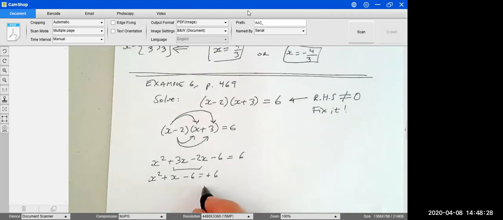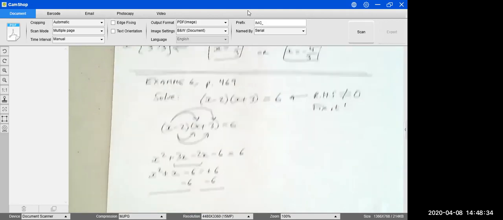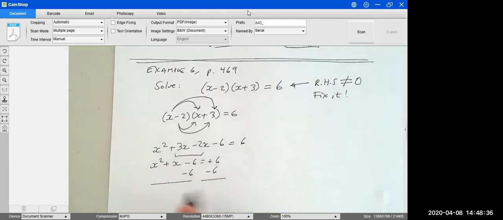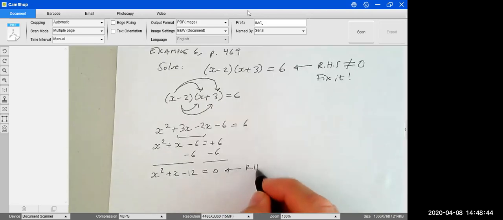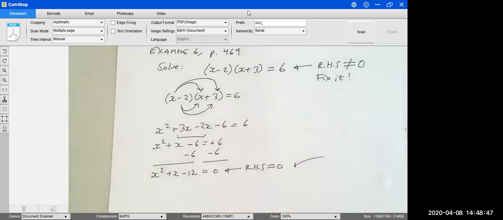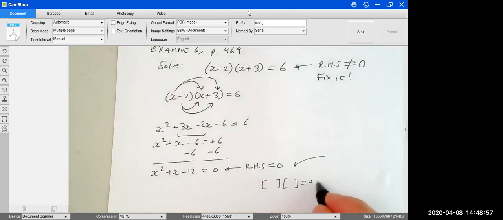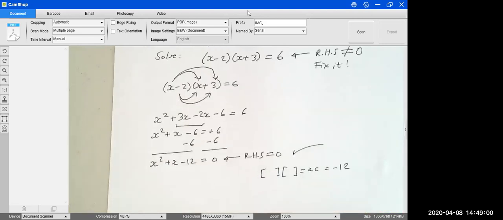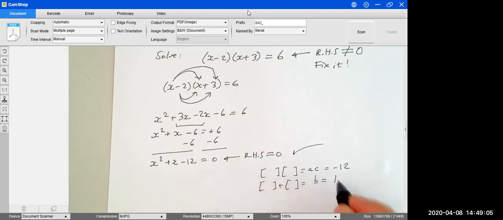Then it is the time to move this from the right-hand side to the left-hand side by subtracting 6 from both sides. So we're going to get x squared plus x minus 12 equal to 0. So now the right-hand side is 0, so that's perfect. Now we can factor the left-hand side. So again, we're going to look for two numbers that when you multiply them, you get ac, which is negative 12. And when you add them up, you're going to get b, which is 1.